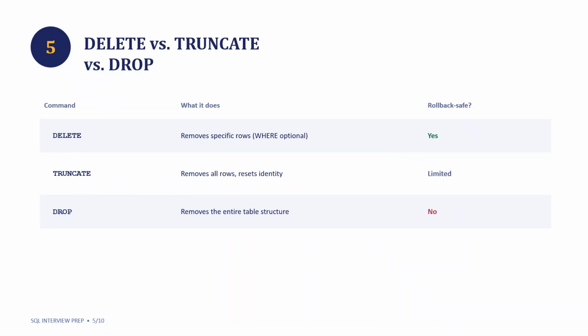Question 5. What's the difference between delete, truncate, and drop? Delete removes specific rows and can be rolled back since it's logged row by row. You can even add a where clause. Truncate removes every row and resets things like auto-increment counters, but it's minimally logged, so rollback support is limited depending on the database. Drop removes the entire table, structure and all, and there's no coming back from that without a backup. A common follow-up is, which is fastest? Truncate is fastest for clearing a table since it doesn't log individual row deletions.